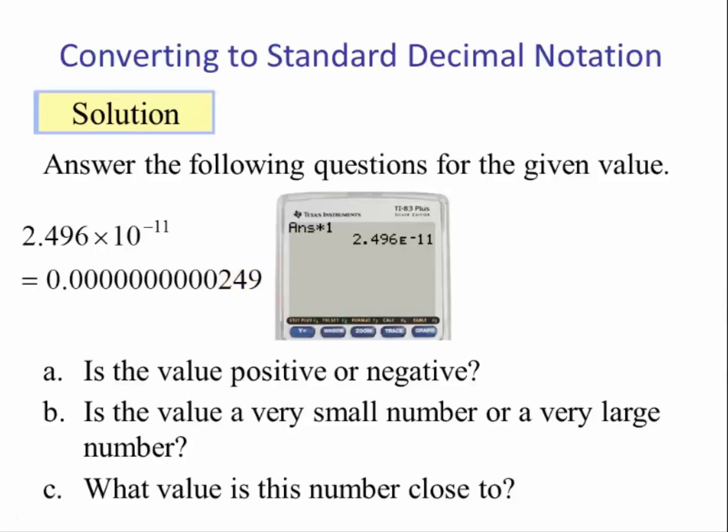So A, this value is a positive number. The exponent is negative, but that doesn't mean that the value is negative. B, this is a very small number. C, this number is close to 0. This is a very, very small number, and it's very close to 0.